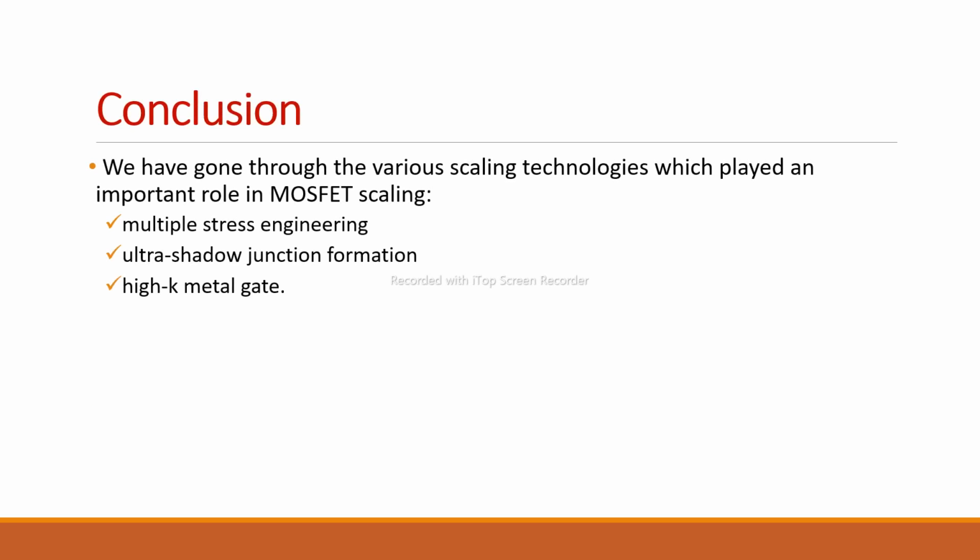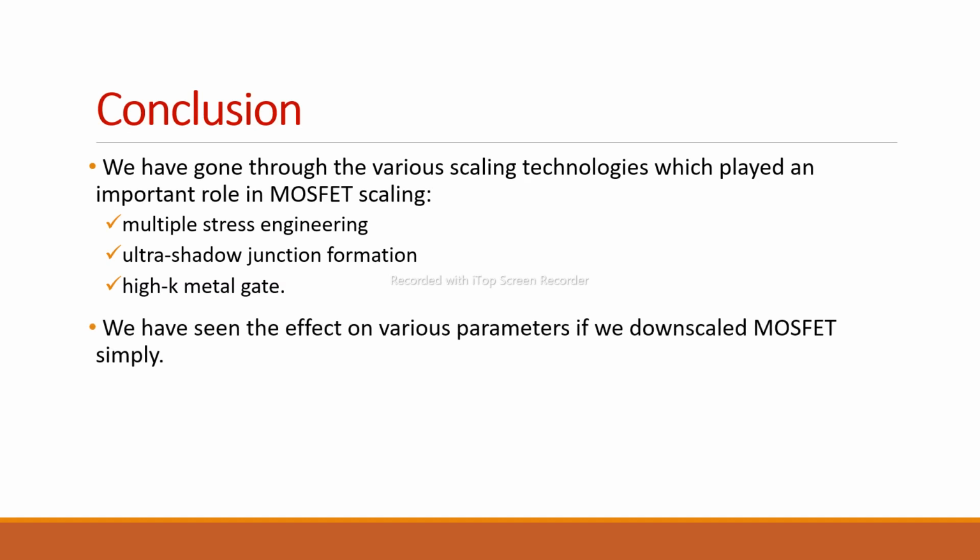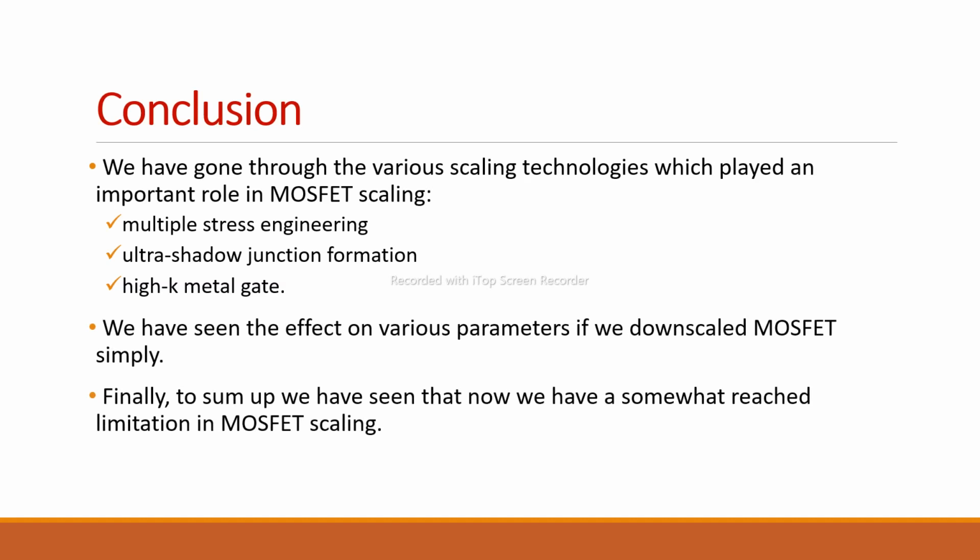So, as my colleagues have told everything about the technologies and the scaling factors, I will sum up all of these points in the conclusion. We have gone through the different MOSFET scaling technologies that played a very important role while scaling the MOSFET, such as multiple stress engineering, ultra shallow junction formation, and the last one, high-K metal gate. We have also seen the various parameters that actually affect the MOSFET while scaling down.